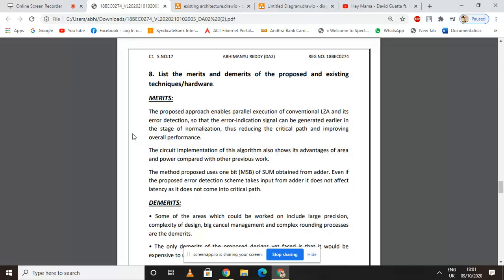Coming to the merits and demerits of the proposed and the existing techniques hardware, so let's just discuss the merits right now. The proposed approach enables parallel execution of conventional LZA and its error detection. So the error indication signal can be generated earlier in the stage of normalization. So this reduces the critical path and improves the overall performance.